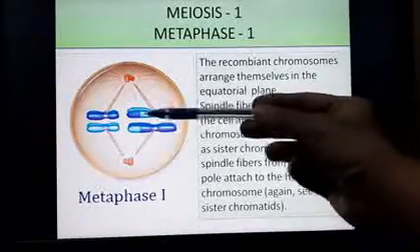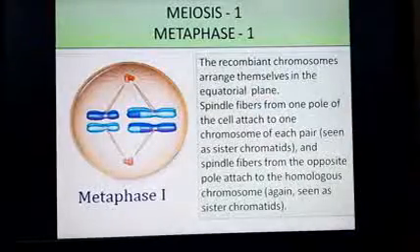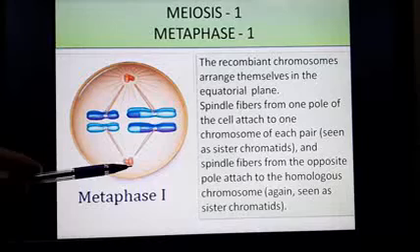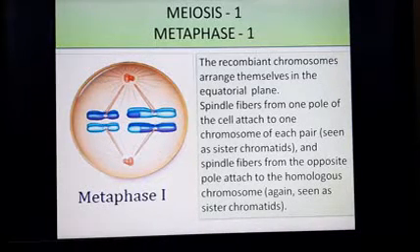These chromosomes have parts that were interchanged and exchanged during the previous phase. They are attached like that with the spindle fibers from one pole to the chromosome of each pair.